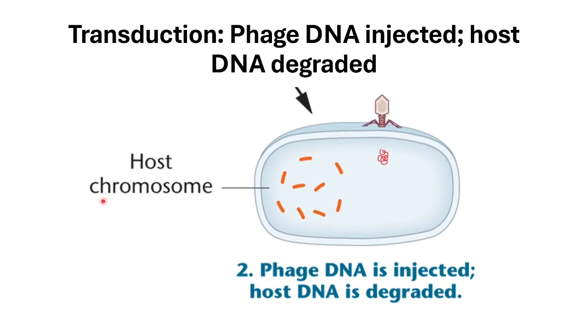The next stage in transduction is that the phage DNA is injected into the host cell. That DNA then produces certain kinds of DNases that will chop up bacterial DNA. So the host chromosome gets chopped up as well.